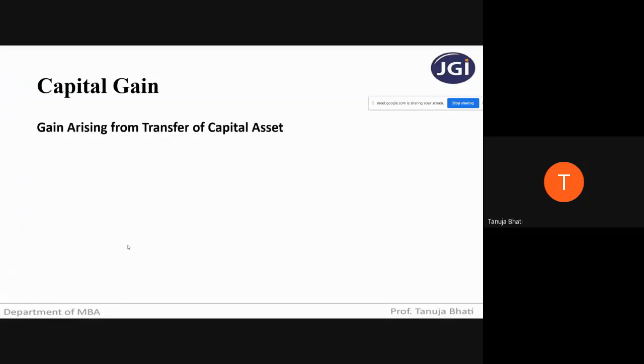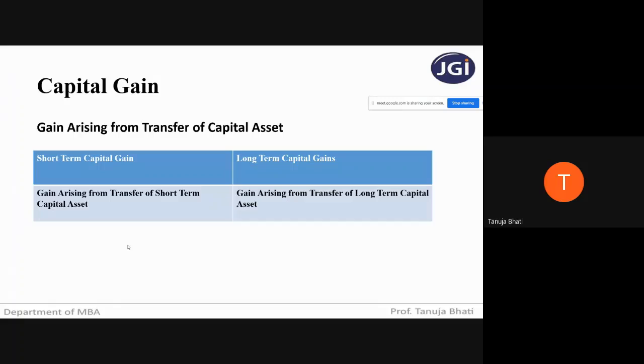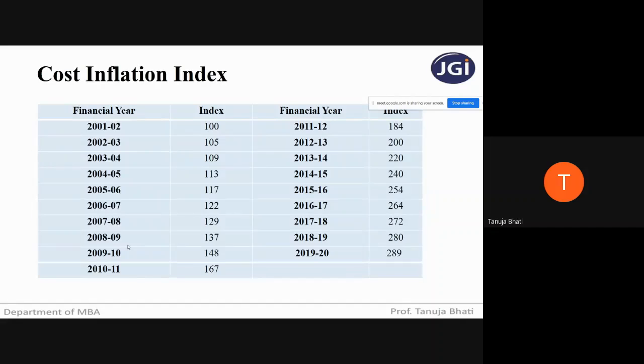As we know, capital gain is a gain arising from transfer of a capital asset, and short-term capital gain arises when you transfer a short-term capital asset, and a long-term capital gain arises when you transfer a long-term capital asset. How do you identify whether a particular capital asset is short-term or long-term? Depends on the period of holding. Next, we know cost inflation index. This is a very important index in order to solve problems relating to long-term capital assets.